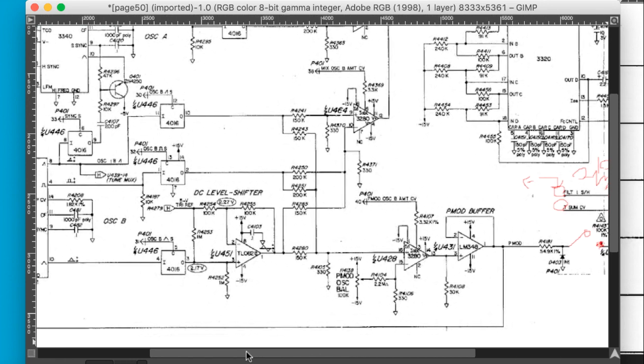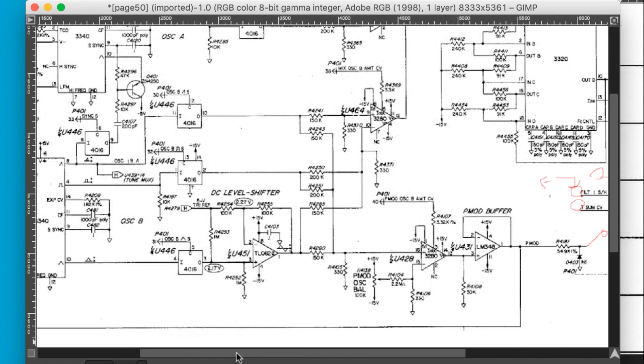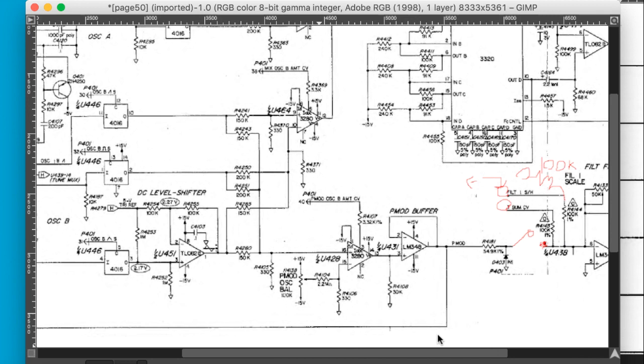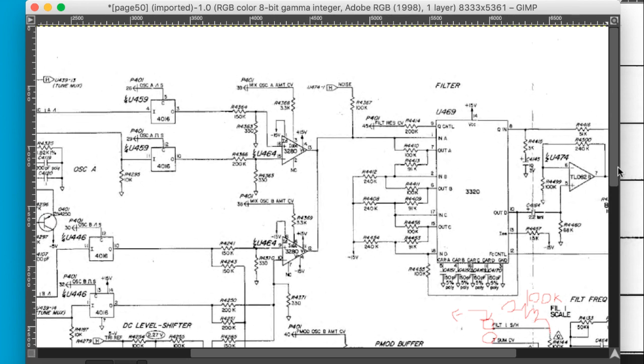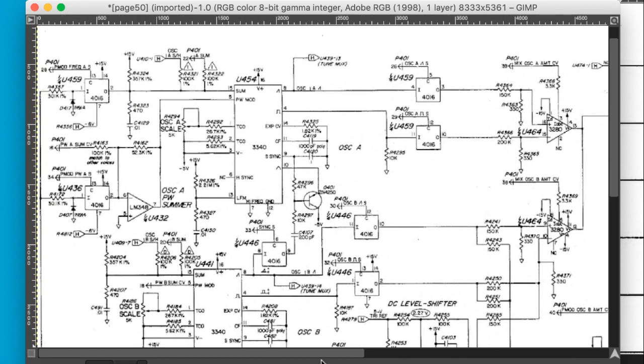All right, so let's go back further and see where else this goes. So where does this come from? Okay, at this point, let's go ahead and go back and look at the oscillators. So if we're going to go back to... let's just keep going.